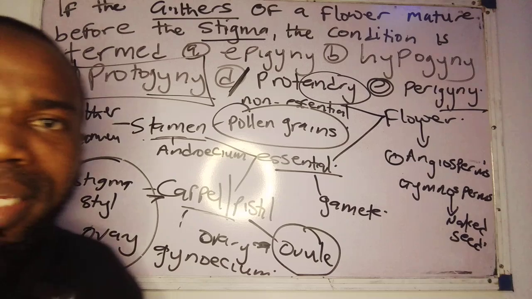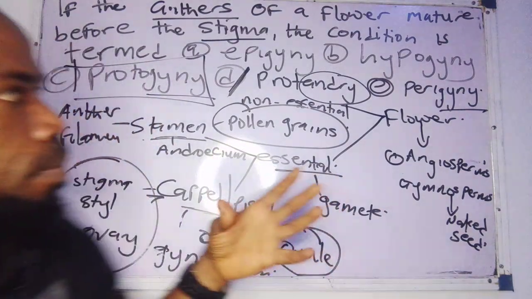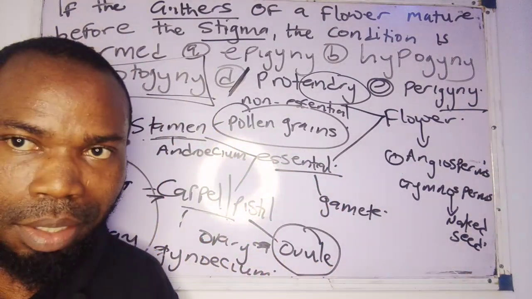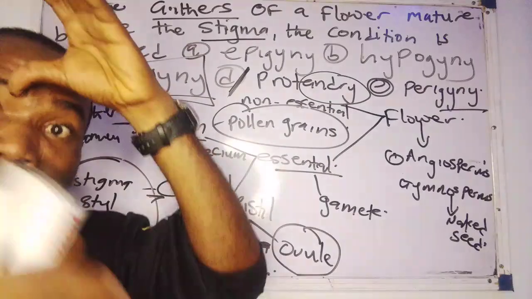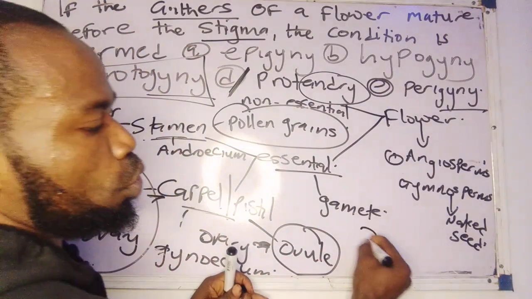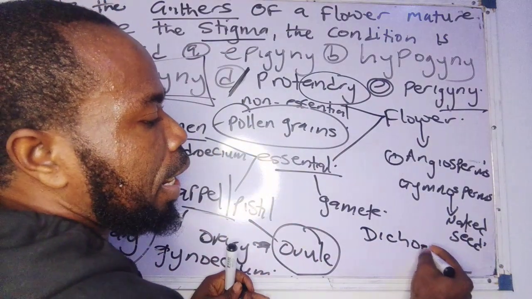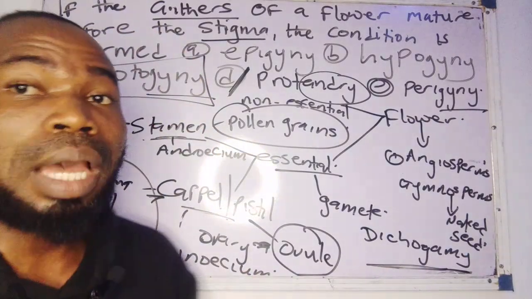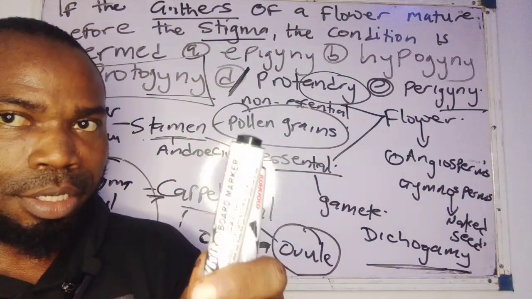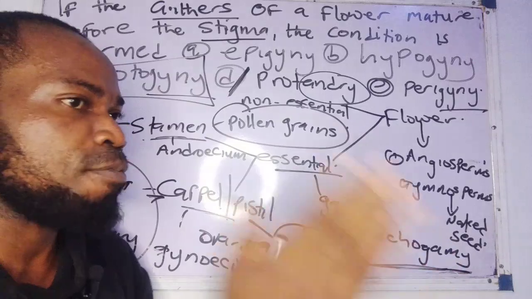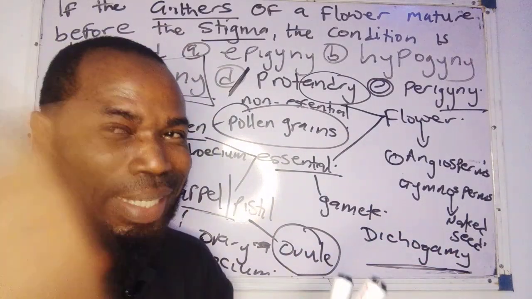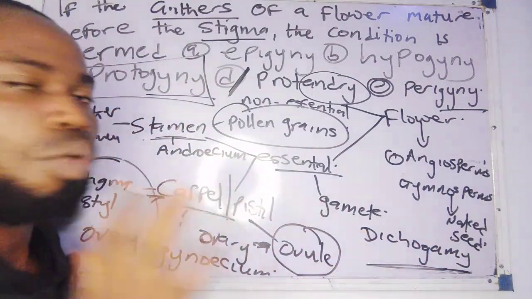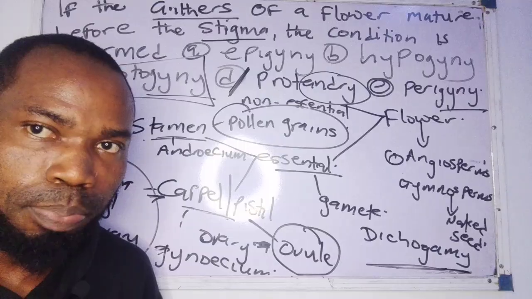Now, this condition is called dichogamy. That means both male and female mature at different times. That condition is called what? Dichogamy. And dichogamy can be of two types: protandry and protogyny. You get them now. But when the male and female structure of a flower don't mature at the same time, they call it what? Dichogamy. You get the picture now.